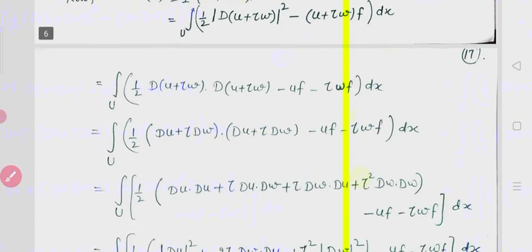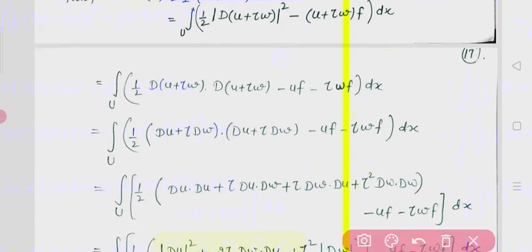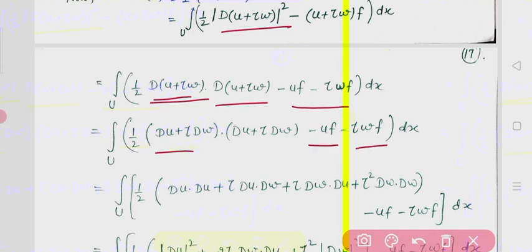So when you simplify it, you will get, right now we are solving I of tau. So it is half of, we wrote this as d of u plus tau w dot d of u plus tau w, minus uf minus tau wf, right. That can be written as half of, just open it, this one, this will be dw plus tau, tau is common here, is scalar, and tau dw dot du plus tau dw minus uf minus tau wf, right.